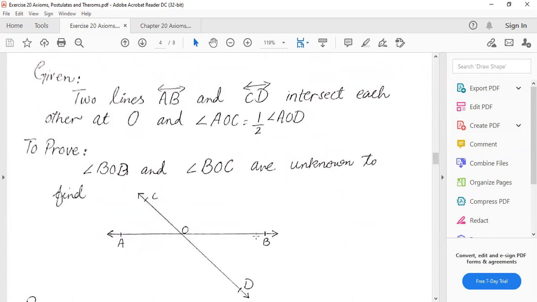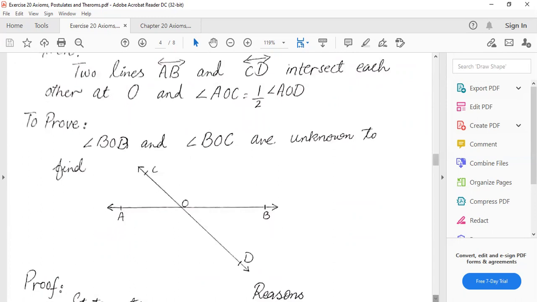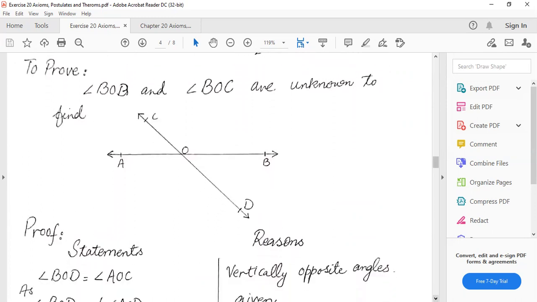This is the big line, and if for example this is 4 centimeters, 5 centimeters or 6 centimeters, half of 4 will be 2, half of 6 will be 3, half of 8 will be 4. So AOC is half of this distance, half of AOD. To prove: BOD and BOC are unknown, to find. I took it from the question statement.